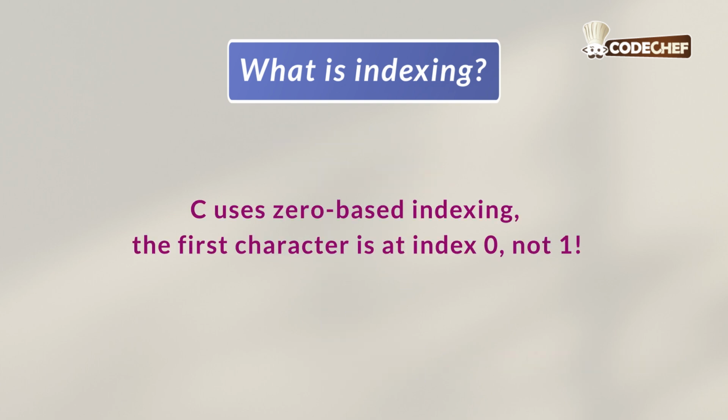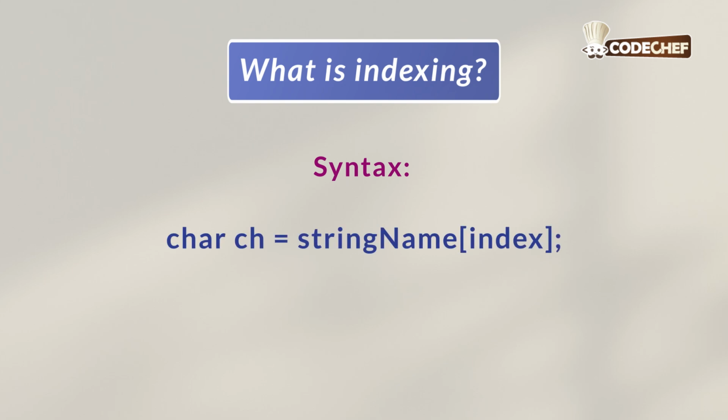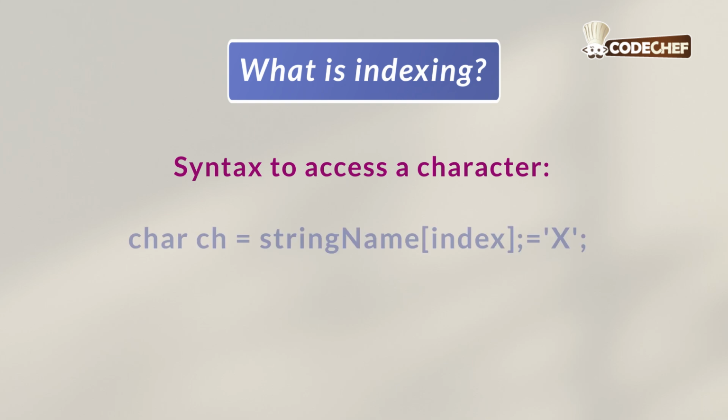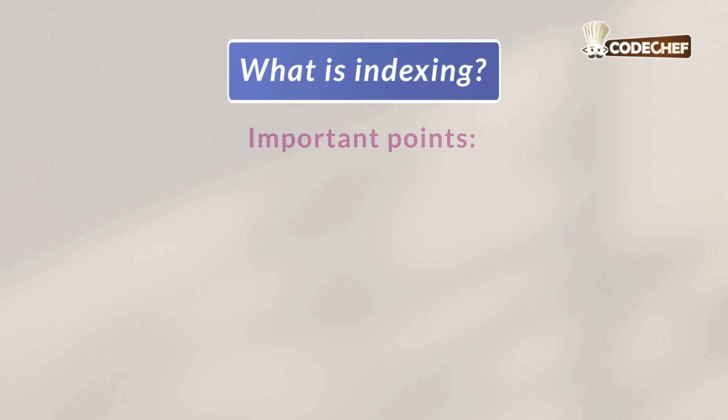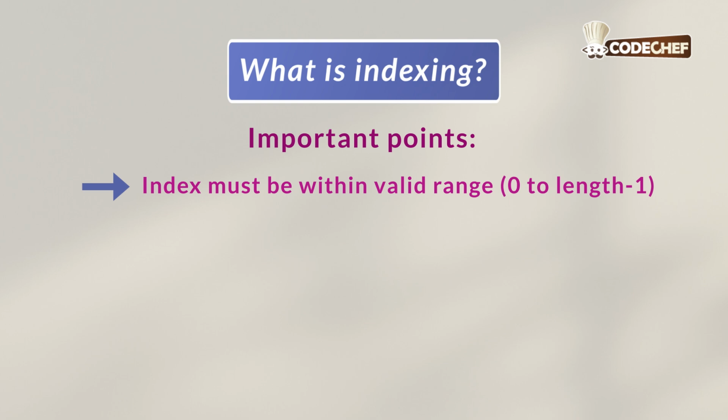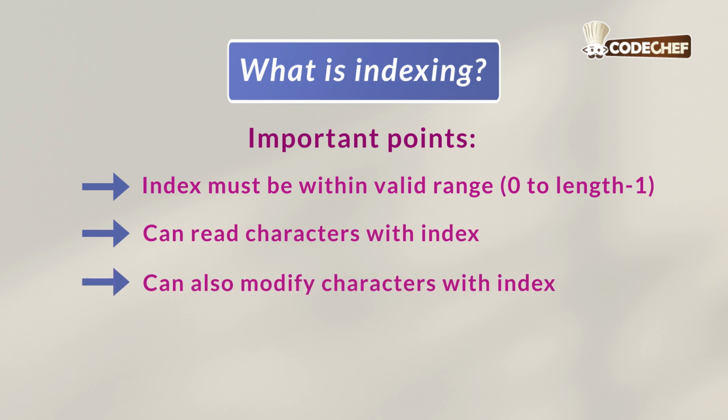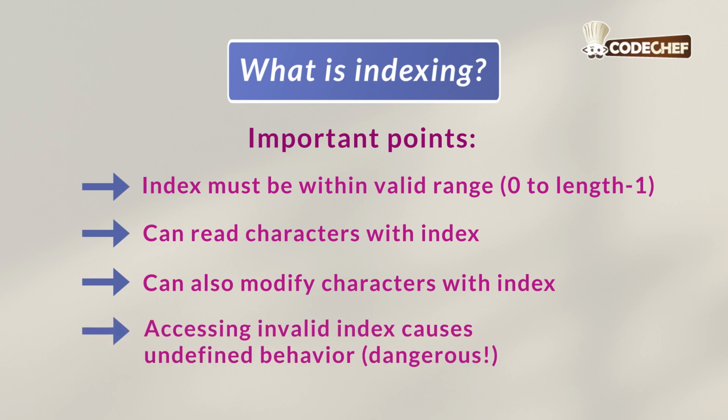C uses 0 based indexing. The first character is at index 0 and not 1. The syntax to read a character is char ch = string_name[index]. And the syntax to modify a character is string_name[index] = x. The important point that one must remember is the index must be within the valid range of 0 to length minus 1. It can read characters with an index. It can also modify characters with an index. Accessing an invalid index causes undefined behavior.